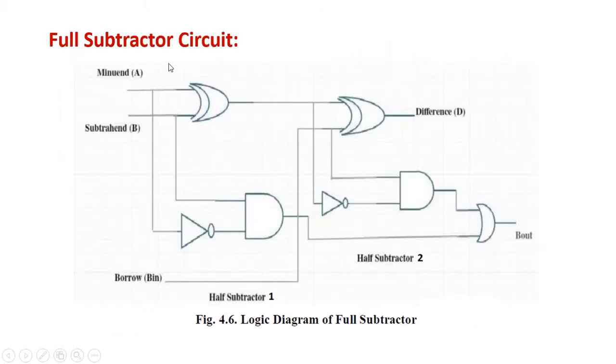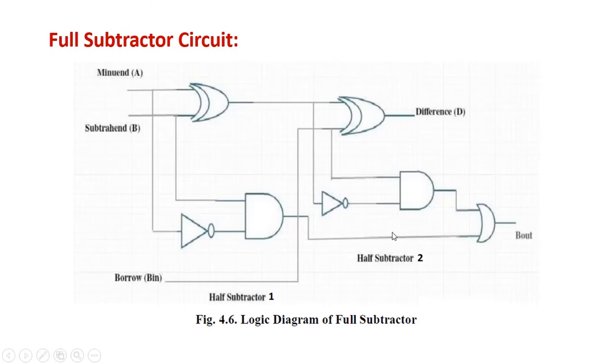Now this is the circuit for full subtractor. A is the minuend, B is the subtrahend, we are subtracting A minus B, and then from that difference we are subtracting borrow in. So you can see a full subtractor can be made from two half subtractors. This is the first half subtractor and this one is the second.